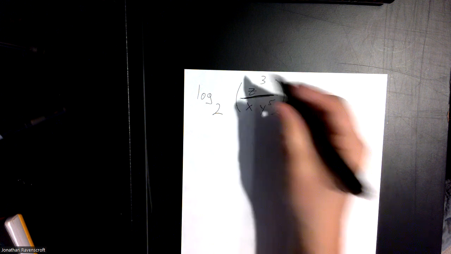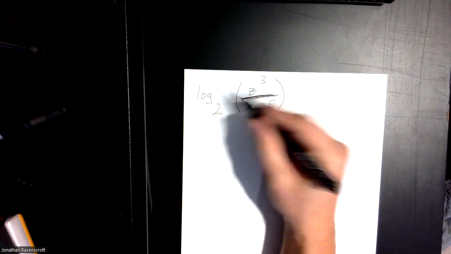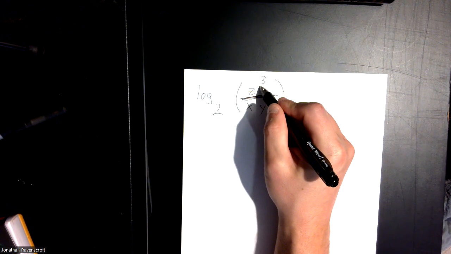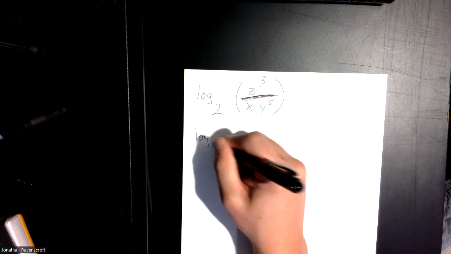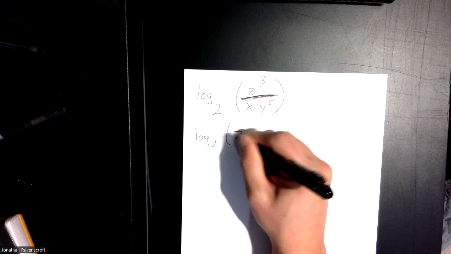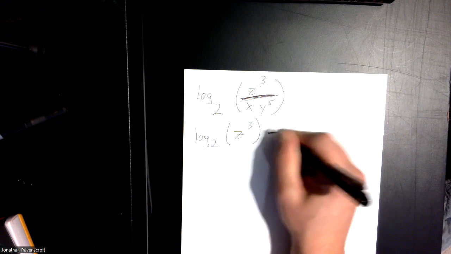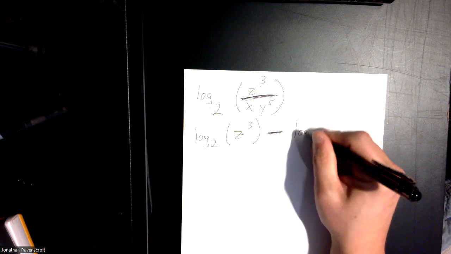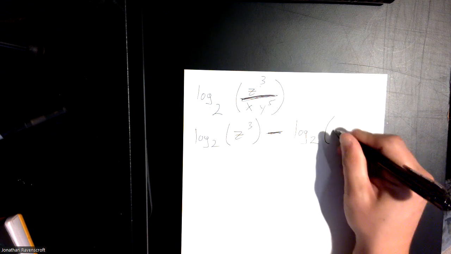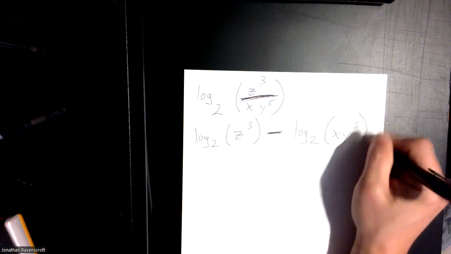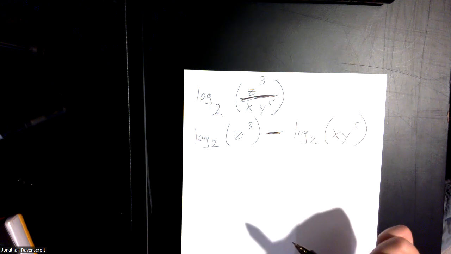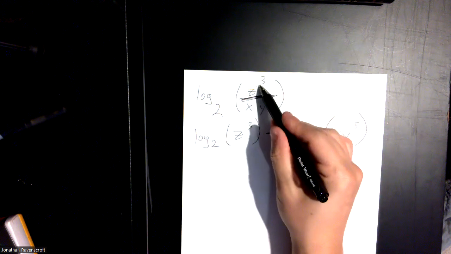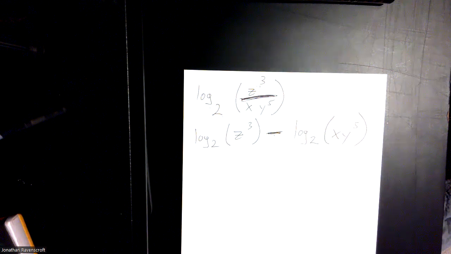What you should do first is deal with the quotient first. Say log of this minus log of this stuff. So I'm going to say log base 2 of z cubed minus log base 2 of x, y to the 5th. Now these parentheses are optional here. I'm just showing that we did the top minus the bottom here.